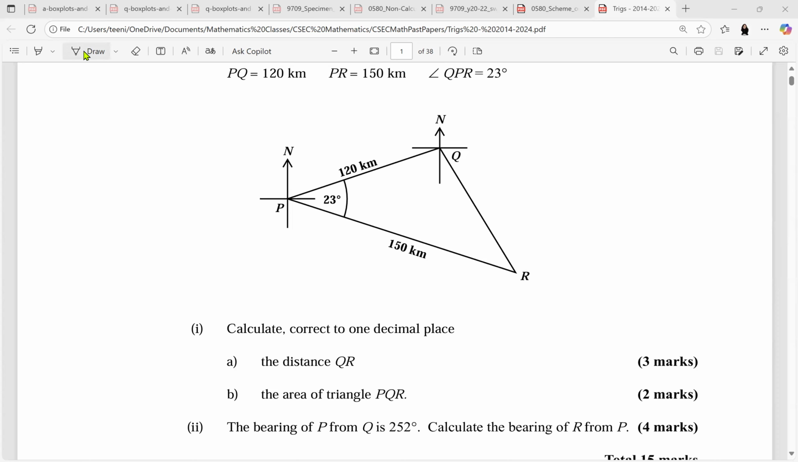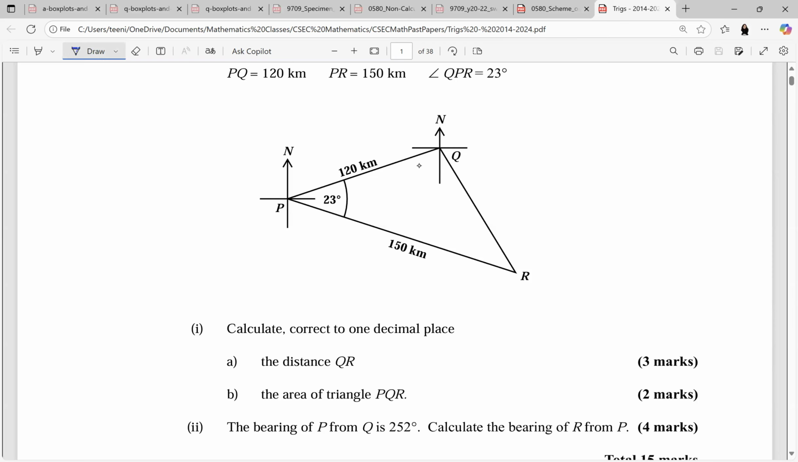So guys, this is a non-right angle triangle. So you have to recall that you cannot use regular trigonometry, SOHCAHTOA here, right? We need to use either the sine rule or the cosine rule. Can anybody tell me which rule we'll use? Will we use the sine rule or the cosine rule for this one to find the distance QR? Anybody? Take a chance.